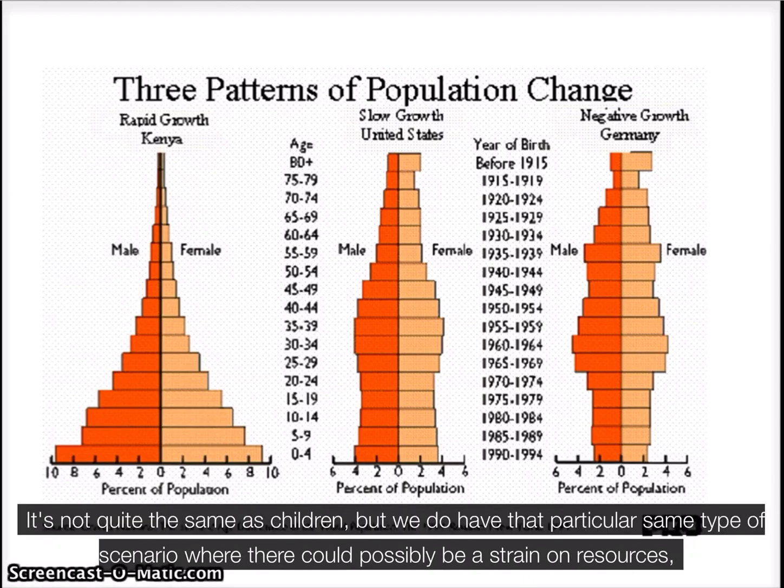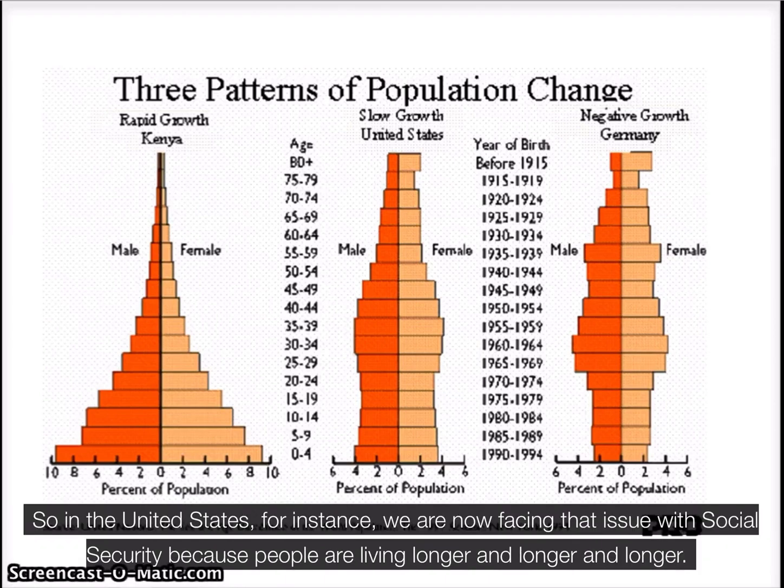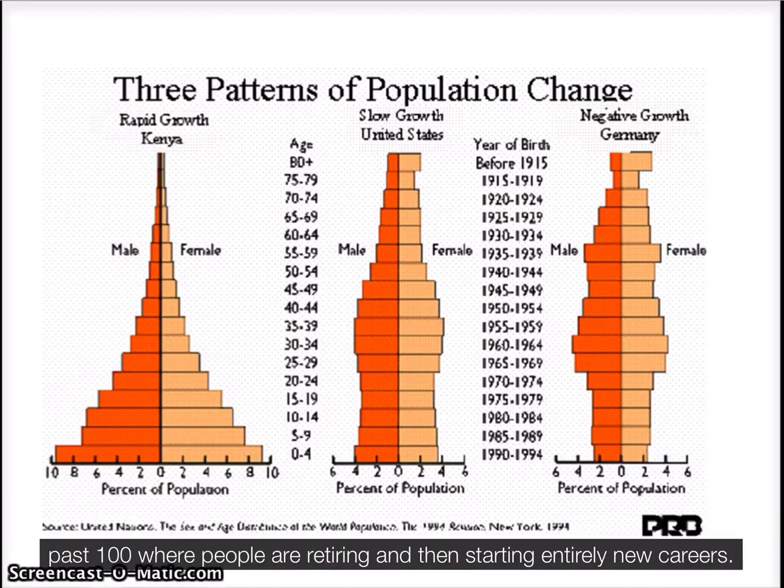Now, it's not quite the same as children, but we do have that same type of scenario where there could possibly be a strain on resources, especially when it comes to things like healthcare or things like Social Security. So in the United States, for instance, we are now facing that issue with Social Security because people are living longer and longer and longer. And initially, we may not have envisioned people living well into their 80s and 90s and even past 100, where people are retiring and then starting entirely new careers.